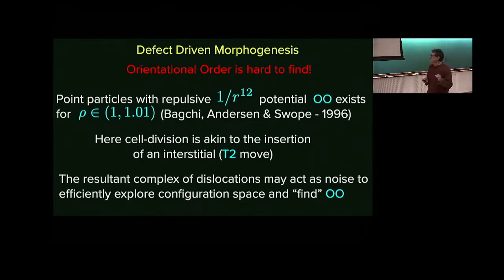And here, cell division is akin to a node insertion. It's like an interstitial in material science, but it's happening all the time. So you're continuously stirring an active system with an extra kind of noise associated with cell division. This creates a complex of dislocations, an interstitial. It's not a defect itself, but it always morphs into a complex of dislocations with net Burgers vector 0, and then it can roam around and find other equilibrium states corresponding to this kind of subtle order. That's the notion that I call here defect-driven morphogenesis.